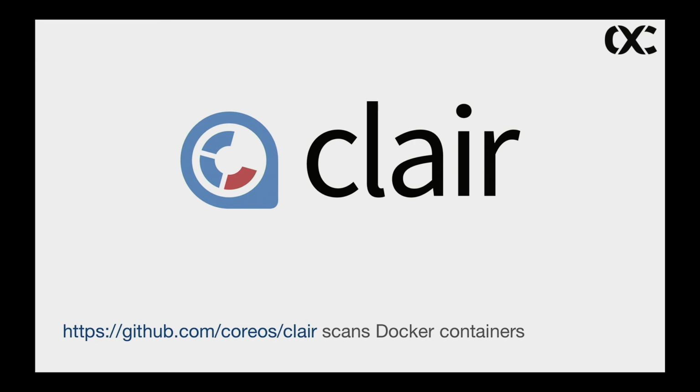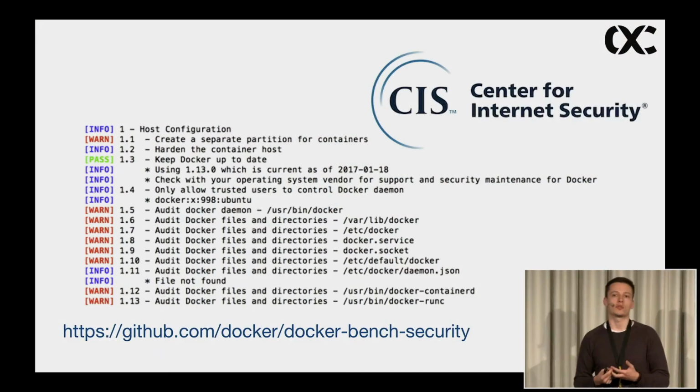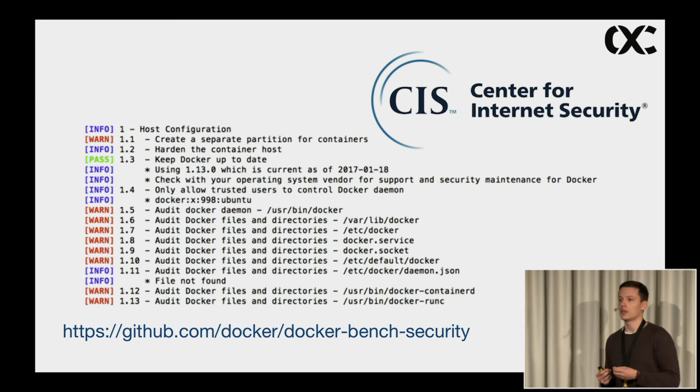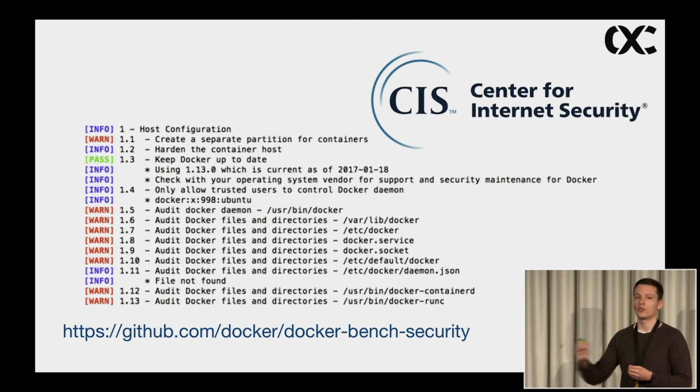So there is a similar solution called Clair. It can scan your images layer by layer and find open vulnerabilities there. And if we are already talking about Docker security, I would mention the second problem. Many security best practices cannot be enabled in Docker by default because Docker by itself doesn't know what, for example, your trusted registry is.